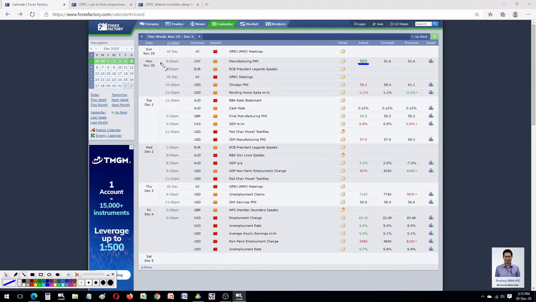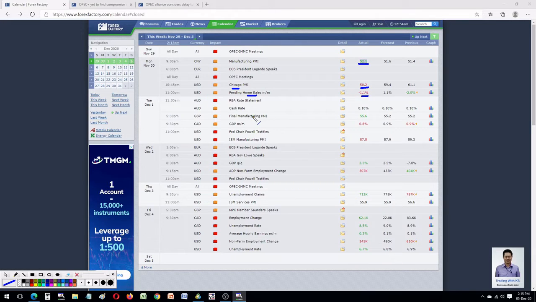And then Monday evening, you got the Chicago PMI, which is worse than expected, and home sales also worse than expected. So this one actually had a very big impact on the USD. Generally you can see the USD starting to slump early of last week of trading.